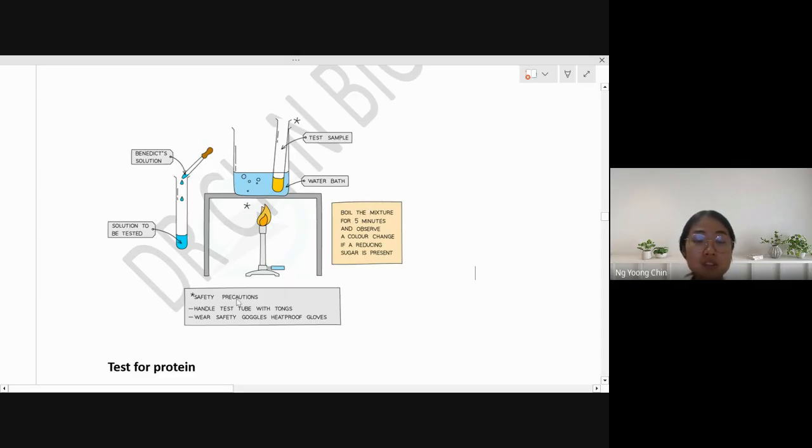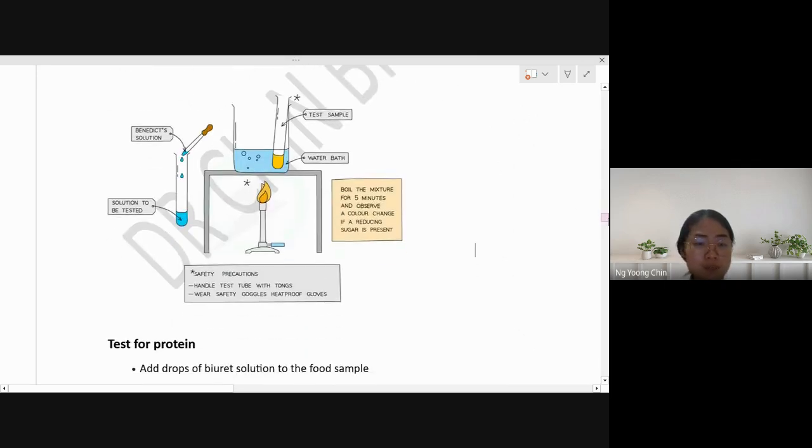Some of the safety precautions that you need to be aware of: you need to handle your test tube with tongs, to prevent your hand from being heated. And you need to wear safety goggles and gloves when you are conducting this experiment. You will be learning this experiment in paper 6. I'll give you an example of the question to do for paper 6.